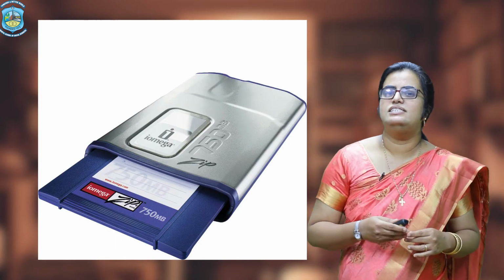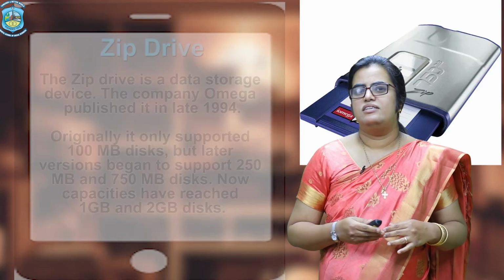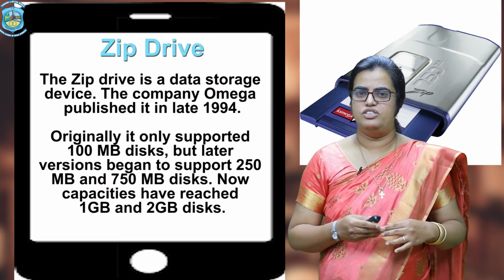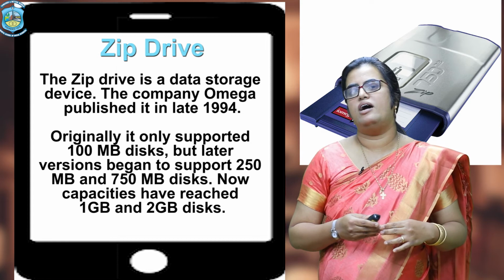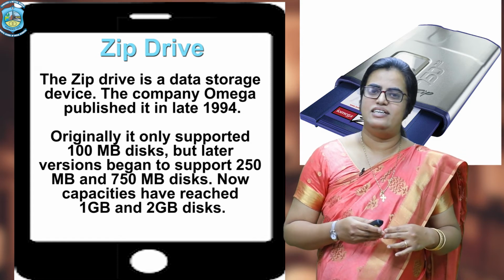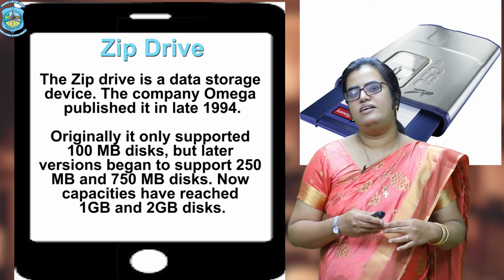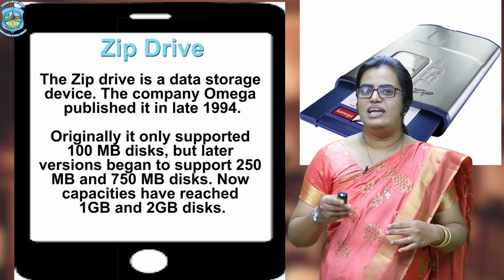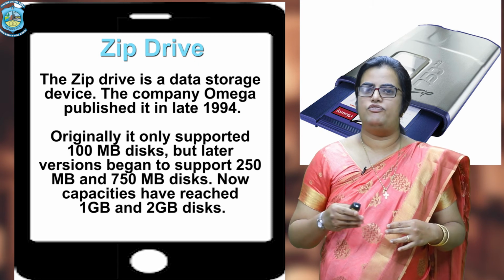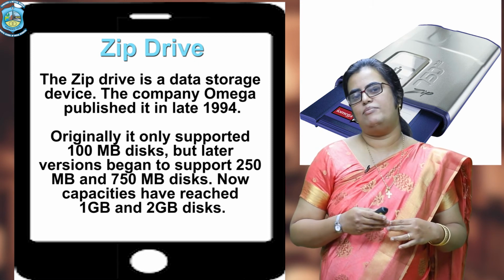The next device is a zip drive. The zip drive is a data storage device. The company Omega published it in late 1994. Originally, it only supported 100 MB discs, but later versions began to support 250 MB and 750 MB discs.